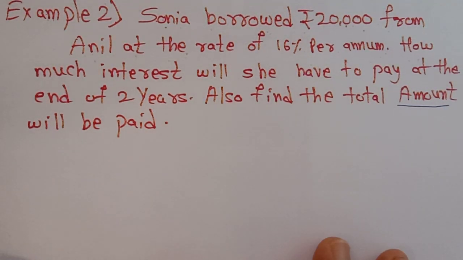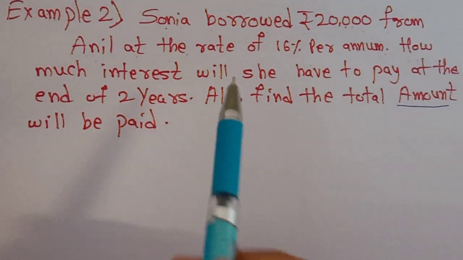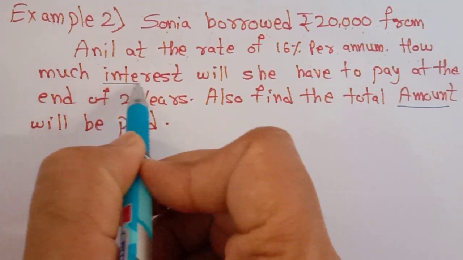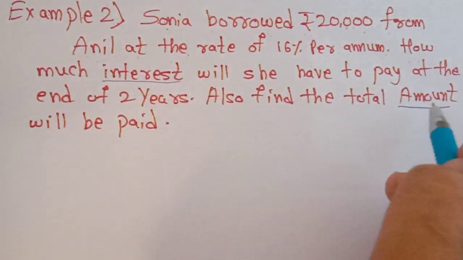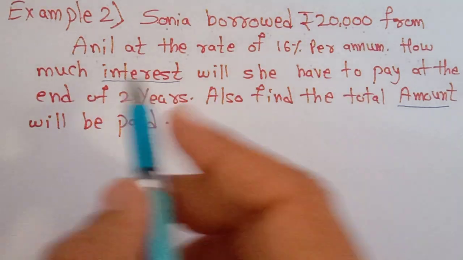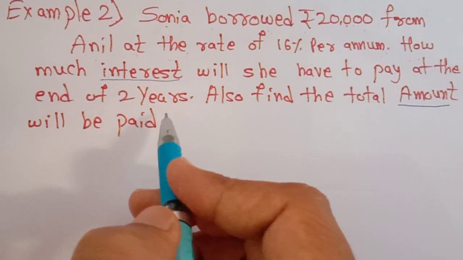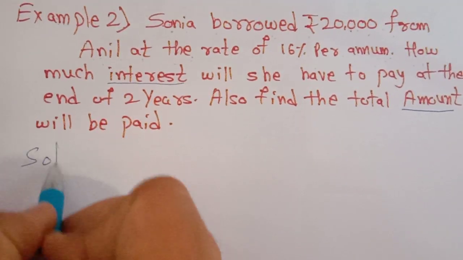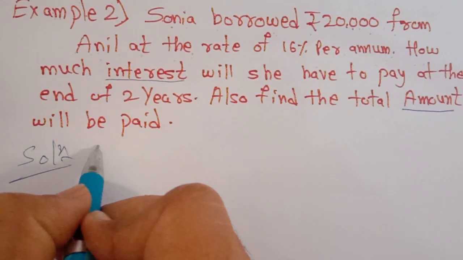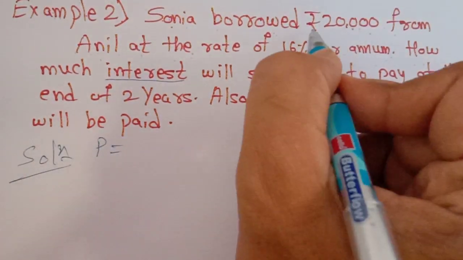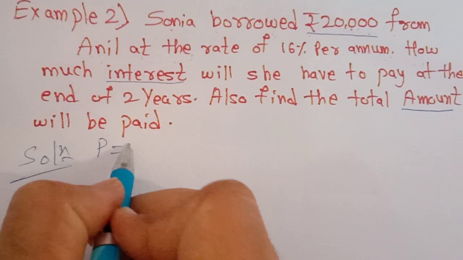So students, I think you have understood the question. First we have to find out the interest. To find the amount, the rule is the same, we have to find out the interest first. So let's see what they have given. How much have they given here? P, it's 20,000 rupees.